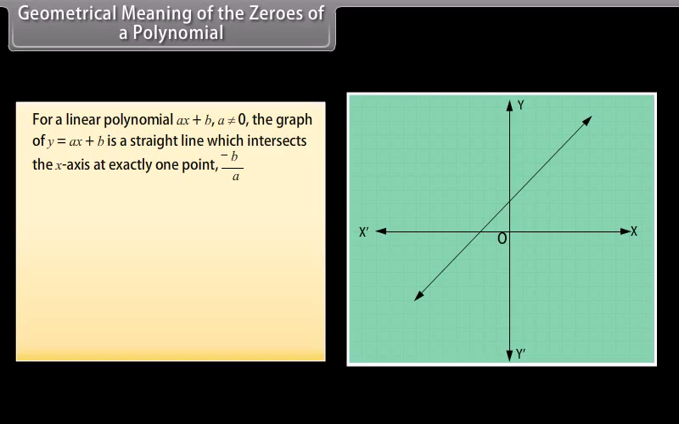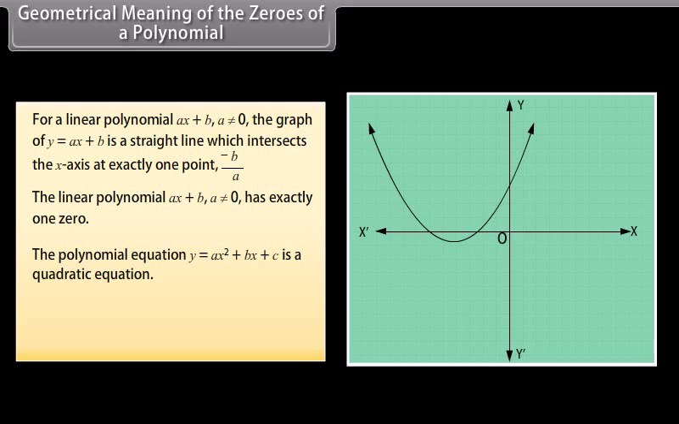Geometrical meaning of the zeros of a polynomial. For a linear polynomial ax plus b, a is not equal to 0, the graph of y is equal to ax plus b is a straight line which intersects the x-axis at exactly one point, minus b upon a. Therefore, the linear polynomial ax plus b, a is not equal to 0, has exactly 1 zero. The polynomial equation y is equal to ax square plus bx plus c is a quadratic equation. The graph of a quadratic equation is a parabolic curve.